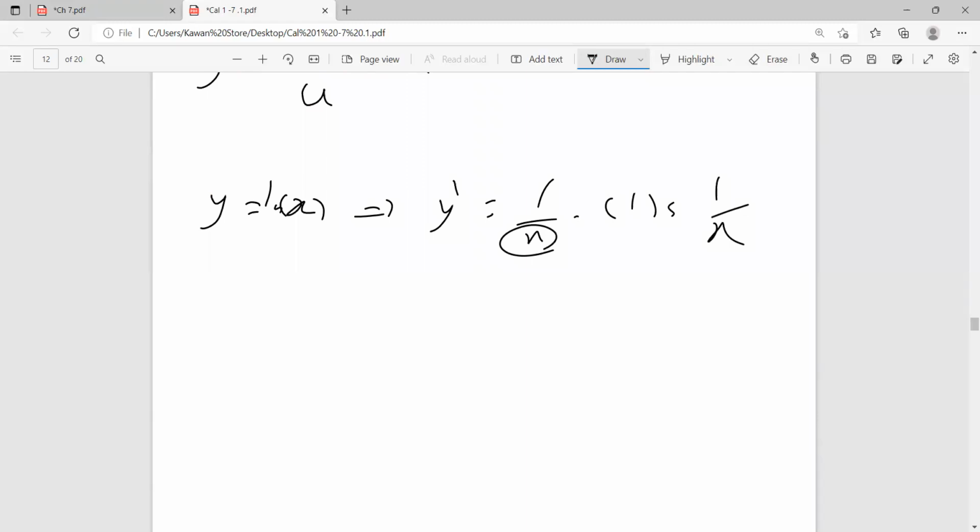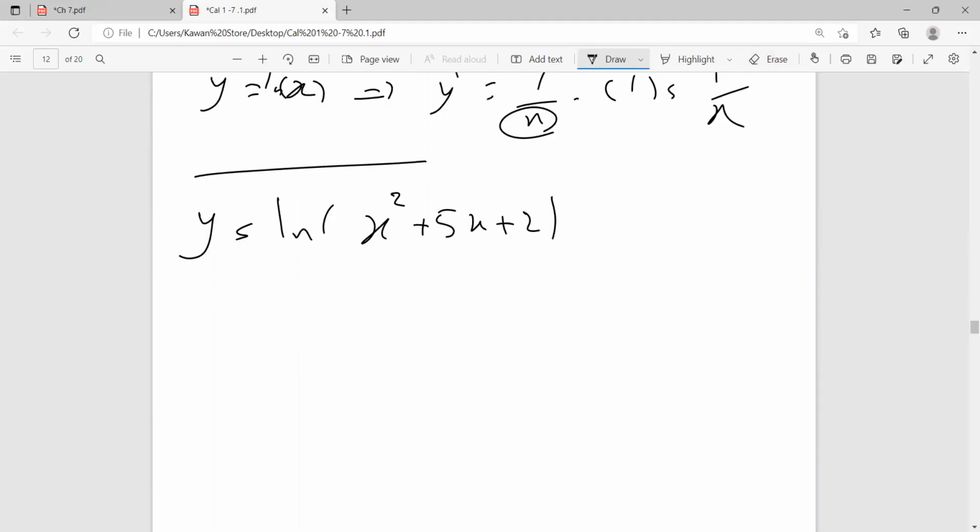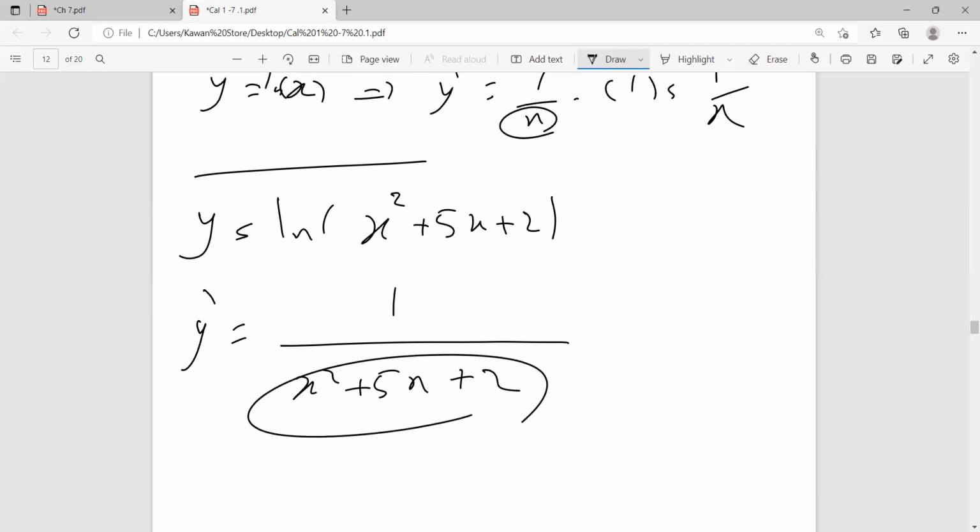Maybe you understand or not. Look at the second example. The next example, y equals ln of x squared plus 5x plus 2. Now give me the derivative. So I say 1 over that one first, without thinking. Just 1 over that one. Okay. Now the derivative of the inside, I know it's equal to 2x plus 5. That's all. Easy, right?